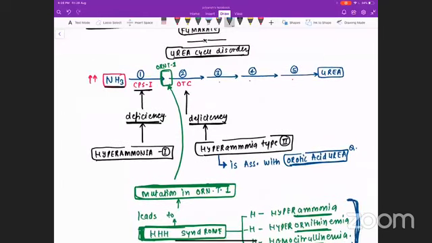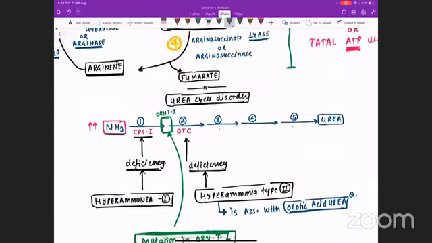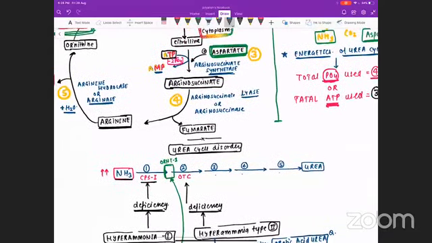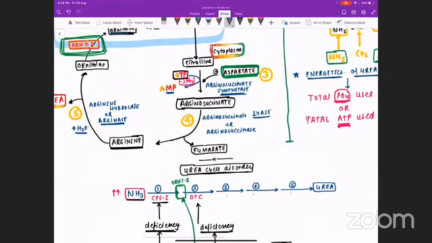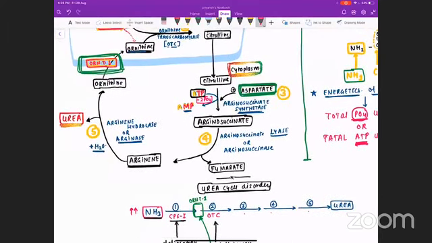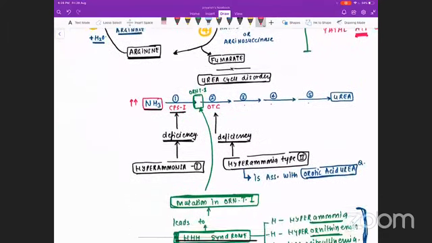So this is the detail of the general metabolism of amino acids. These are the steps by which we are able to convert ammonia into urea. We will do some MCQs and then we'll take up your doubts if you have any.